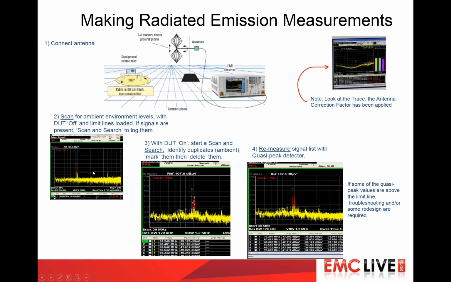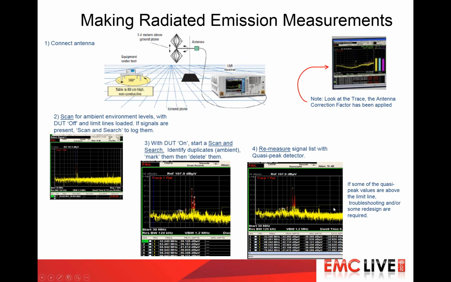So again, you will do your sweeps. Then with your device off, you'll turn your device on, you'll sweep again, and you'll identify the ambients. And then we actually have tools that can identify what the ambients are and tell it to remove them from the list. And then you're going to go in and remeasure again with the quasi-peak detector.